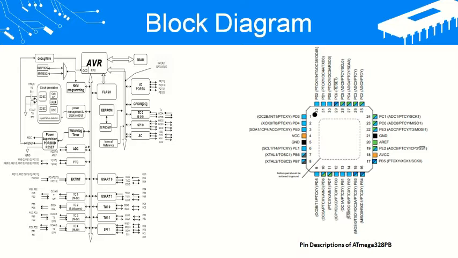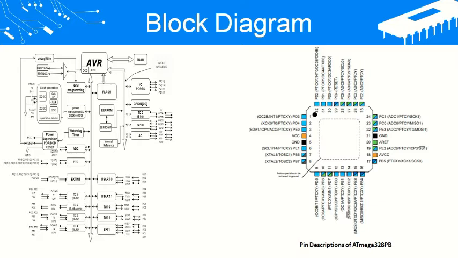Now coming to the manufacturing and block diagram. This microcontroller is manufactured using high density non-volatile memory technology, and the on-chip ISP flash allows the program memory to be reprogrammed in system through the SPI serial interface.